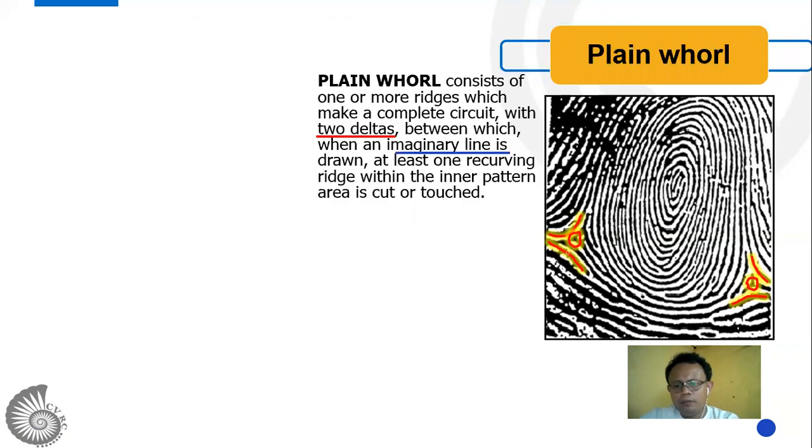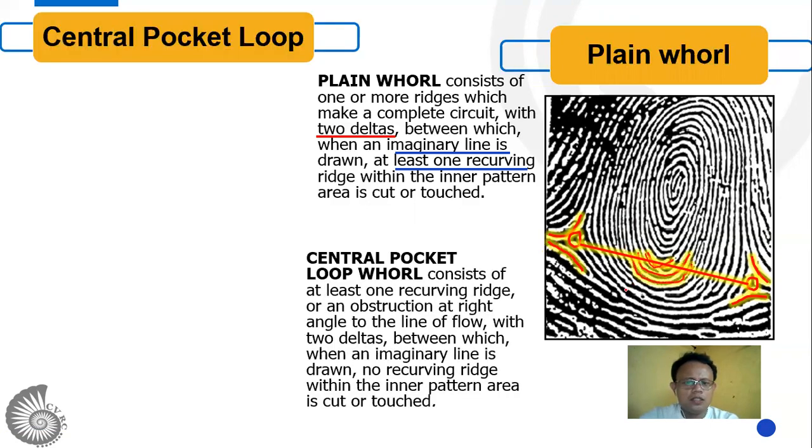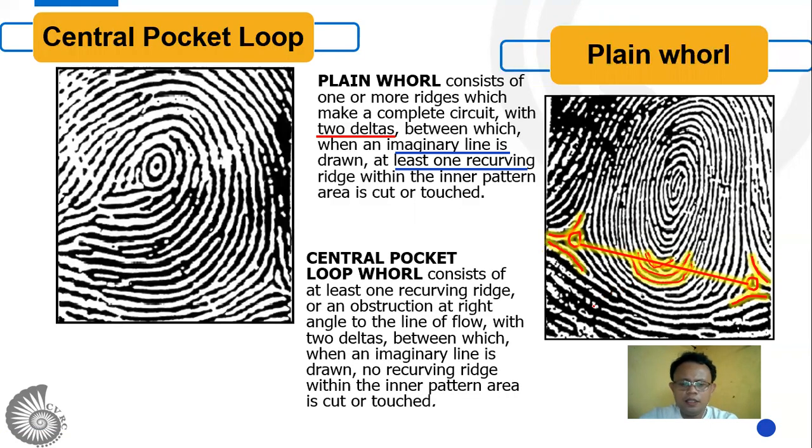And if we put an imaginary line from this delta, there is at least one recurving ridge. Notice here, recurving ridges are being touched by the imaginary line. Whereas when we talk about central pocket loop, they are almost the same in definition. However, two deltas, the same, no?